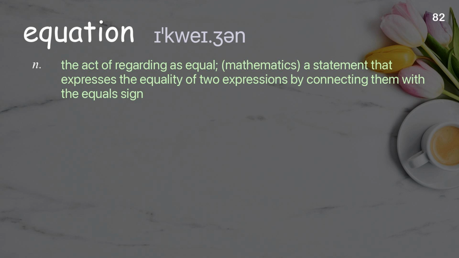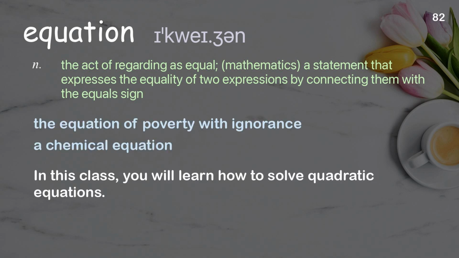Equation. The act of regarding as equal, mathematics, a statement that expresses the equality of two expressions by connecting them with the equal sign. Examples: the equation of poverty with ignorance, a chemical equation. In this class, you will learn how to solve quadratic equations.